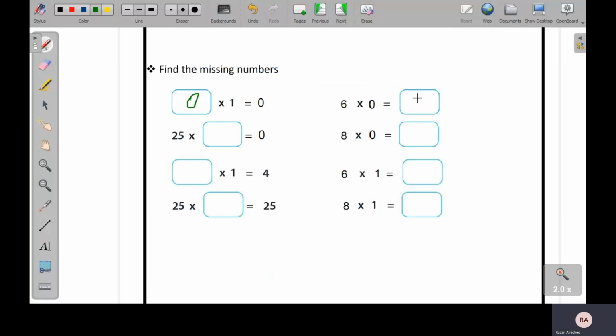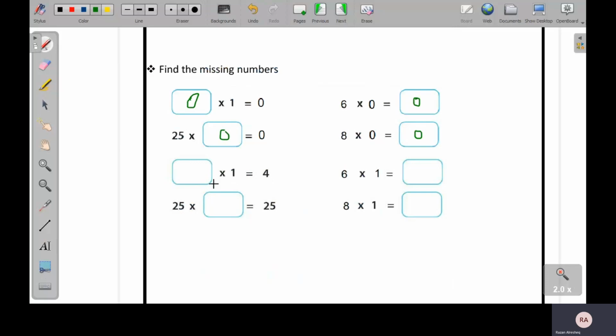Same thing here. 6 times 0, I know automatically it's 0. 25 times 0 gives me 0. And 8 times 0 gives me 0. This rule, no matter how big the number is, is always going to be the same. Any number multiplied by 0 gives me 0. Let's look at the second rule. We have a number multiplied by 1, and it gives me 4.